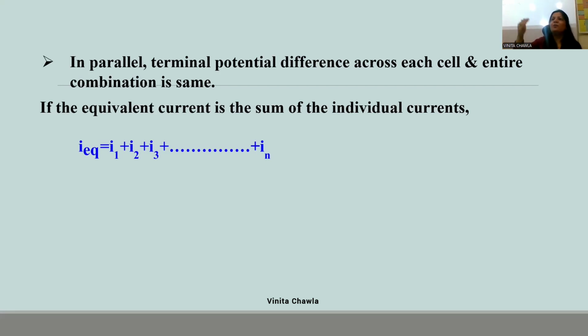So we have n number of branches for n cells. For each branch, a different current is flowing. So I1 is the current flowing through the first branch, I2 through the second branch, IN through the nth branch. We will simply add all the currents to get the net current. The main current I flowing outside in the circuit further divides into the different branches.